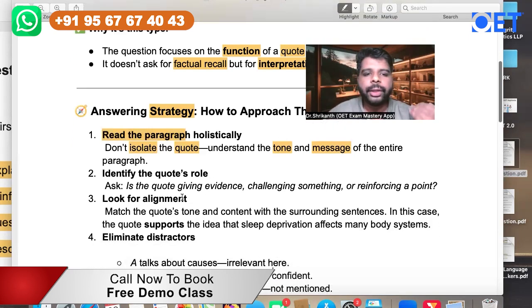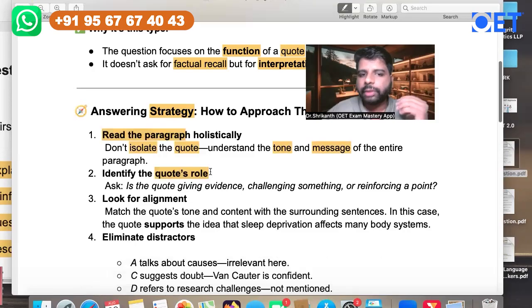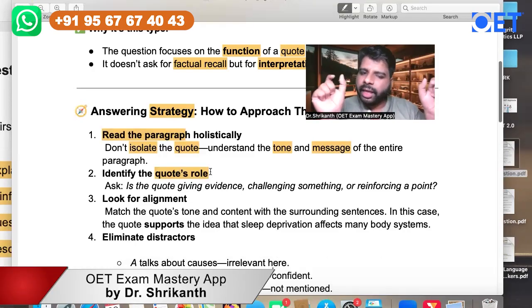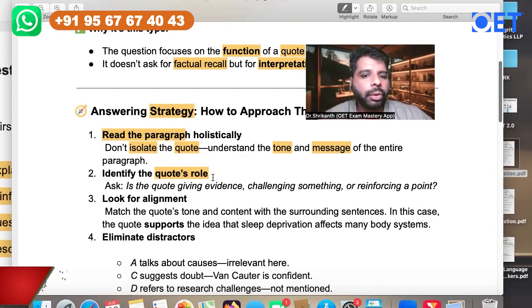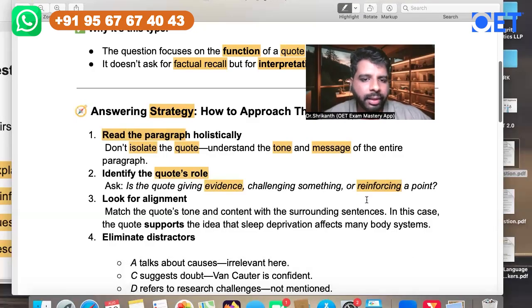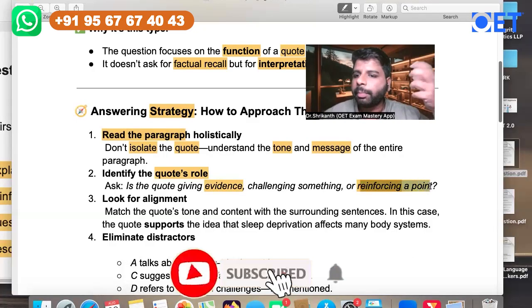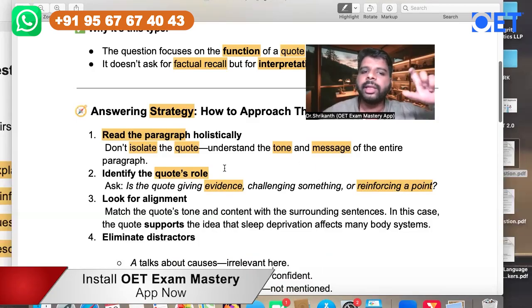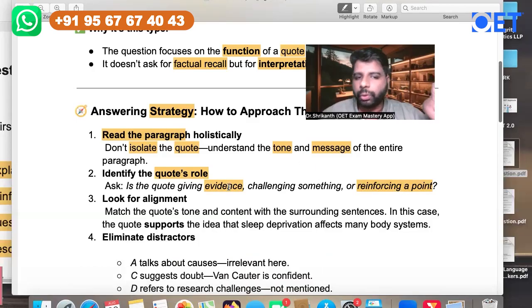Right. Now you need to identify the role of the quote. So the quote over here, that is Yvonne Cotter's words, is having a role in it, and you need to identify what the role is. Is the quote giving evidence? Is it challenging something, or is it reinforcing a point? See, it is basically reinforcing a point that the writer told in the beginning itself. So that is the duty of this quote over here.